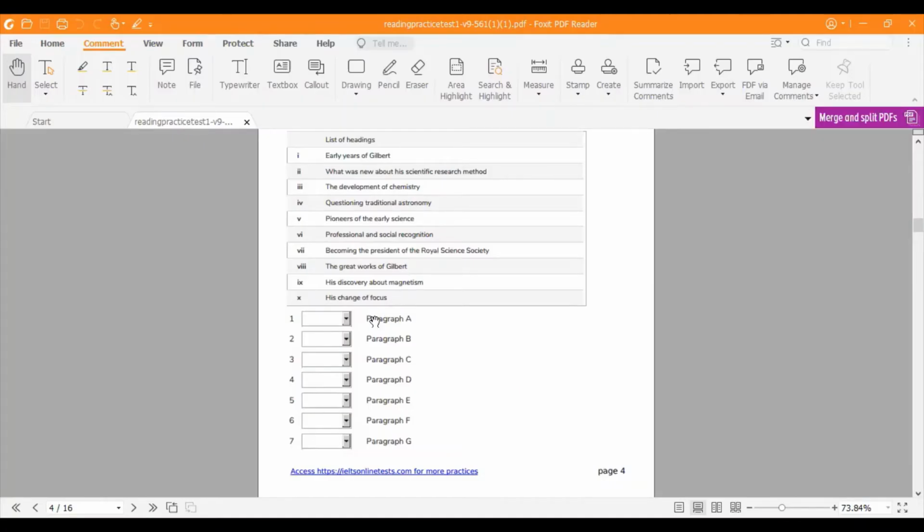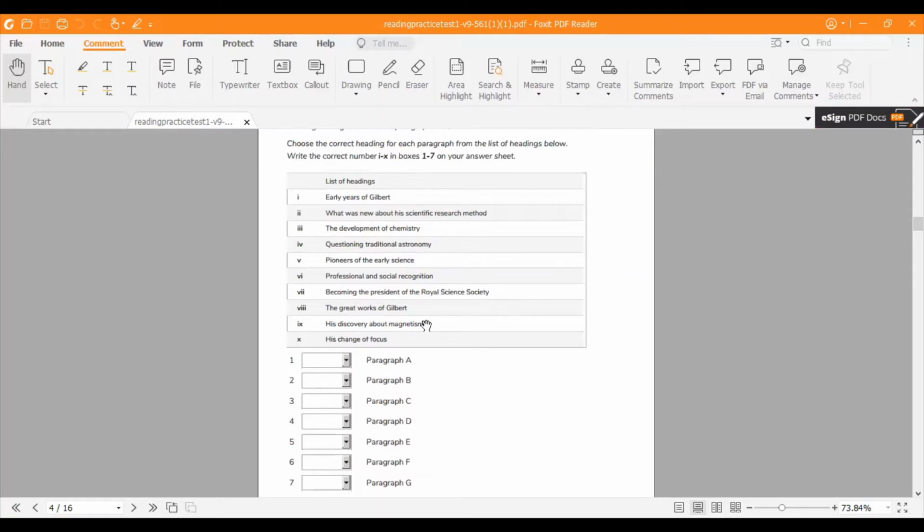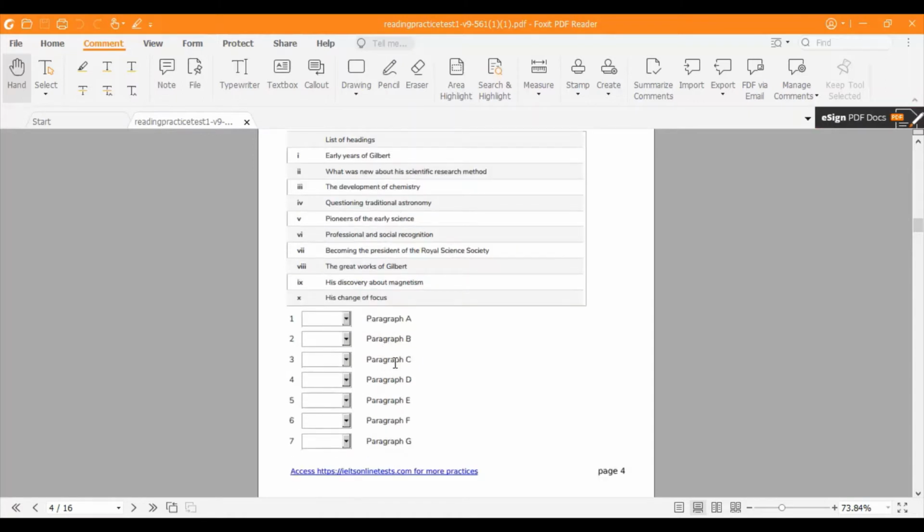Your mission is just to put, for example, 1 up to 10 here. Maybe number 4 or number 3 was mentioned in paragraph C. Maybe number 5 was mentioned in paragraph F, and so on. So your mission is to see where these headings were mentioned, for example in paragraph A, B, C, D, and so on.